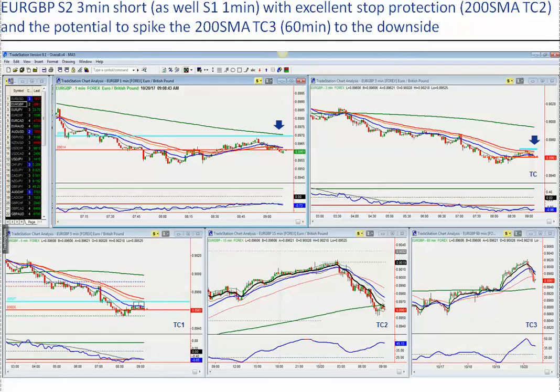I took an interesting trade a couple of days ago that got stopped out today. I would like to show you.